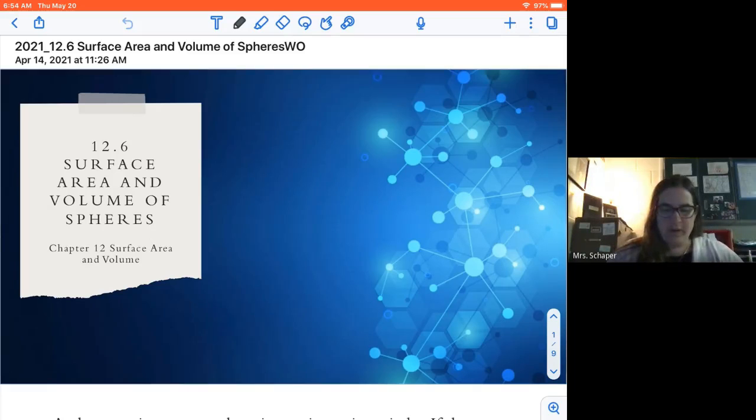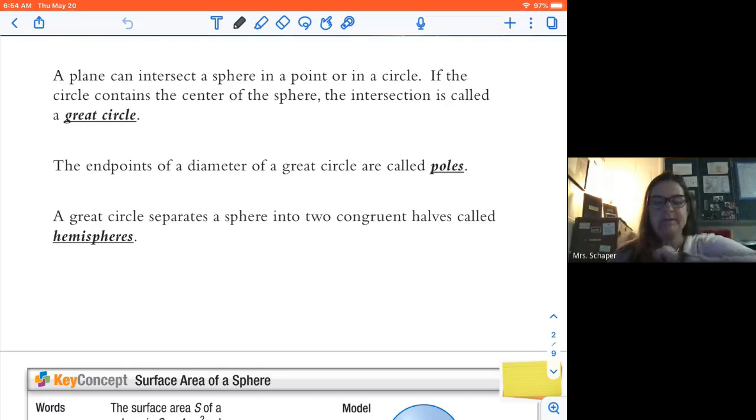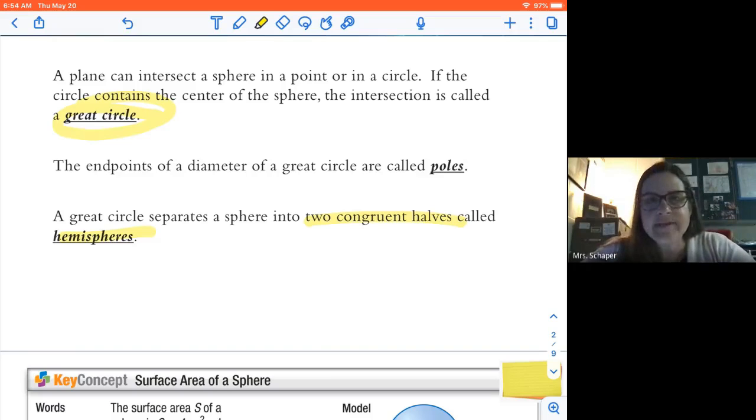This one's for you. A plane can intersect a sphere in a point or in a circle. If the circle contains the center of the sphere, the intersection is called the great circle. Think of the equator of the Earth. That plane is the great circle of the Earth. The endpoints of the diameter of a great circle are called the poles. And a great circle separates the sphere into two congruent halves called hemispheres.